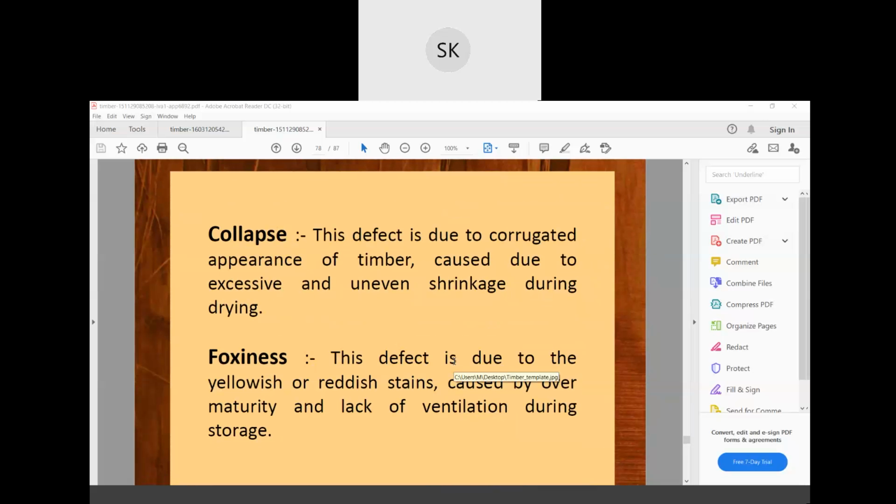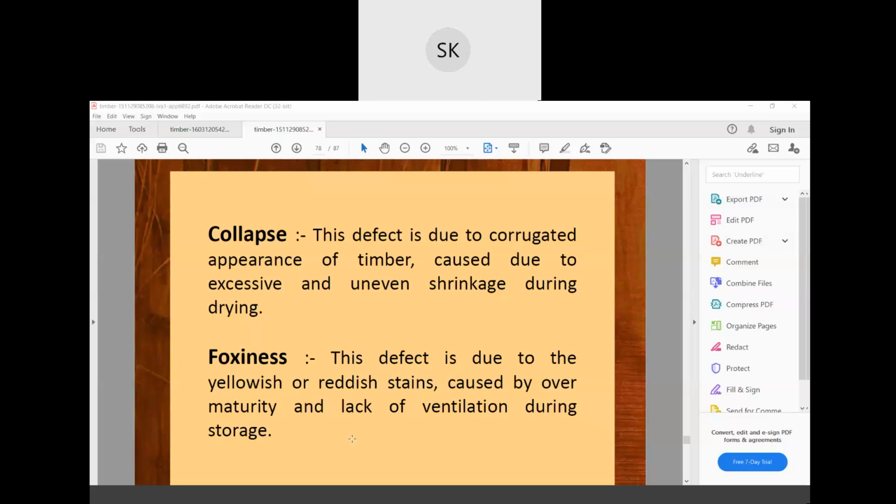Collapse. This defect is due to corrugated appearance of timber caused due to excessive and uneven shrinkage during drying. So this may be due to the look of the timber, which may be caused by uneven or excessive shrinkage during drying. So when you dry, the timber may shrink. Due to that shrinkage, there may be some changes in the appearance of timber, which is known as collapse.